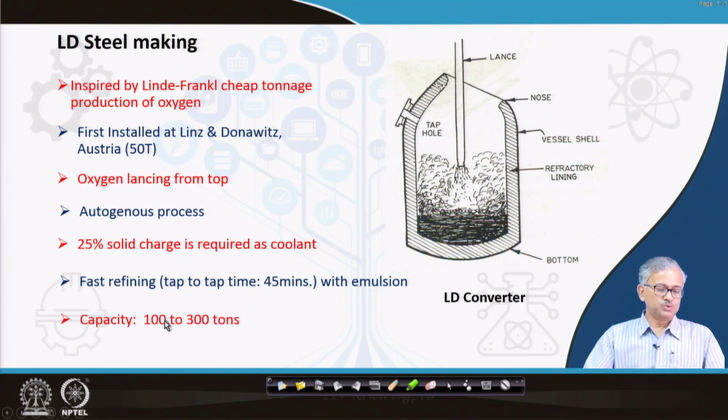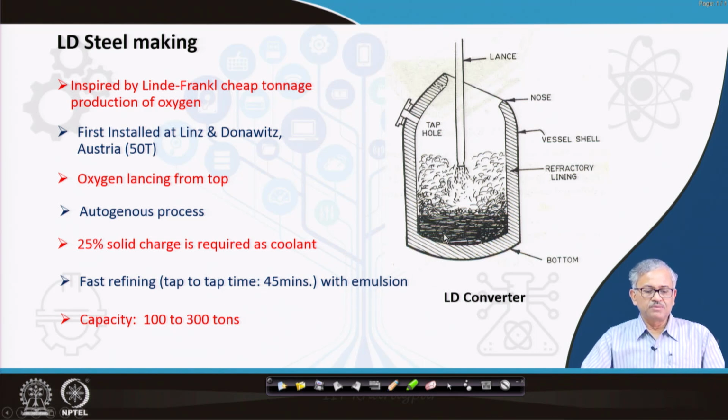And its capacity today, the LD furnace may be 100 to 300 tons, and in India a lot of LD furnaces are 150 ton capacity, most of them. 300 tons are there, but very rare. And small scale industry does not use 50 ton, it is 100, and small scale industry can use a lower size of furnace.